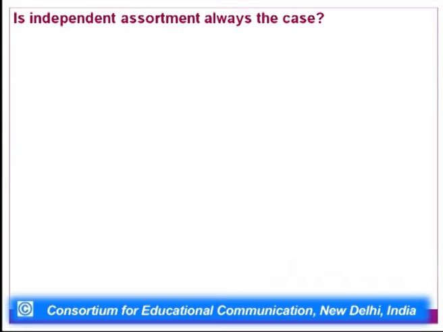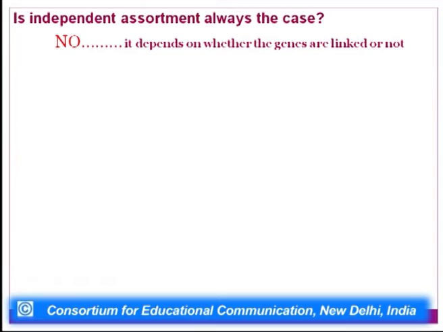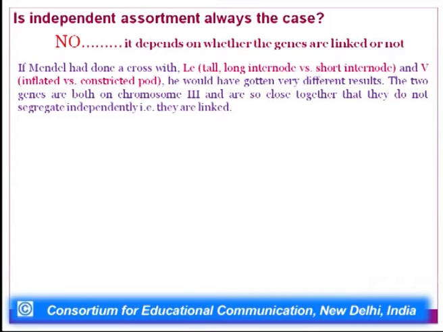So now the question is whether independent assortment is always the case, and we will see that no, it is not. It depends upon whether the genes are linked or not. If Mendel had probably done a cross with, for example, the trait called Le, where the tall and long internode was there versus the short internode, and the trait represented by capital V, the inflated versus the constricted pod, and if he had crossed parents containing these different traits, then he would have gotten very different results. The two genes are both on chromosome number 3 and are so close together that they do not segregate independently, that is, they are linked.